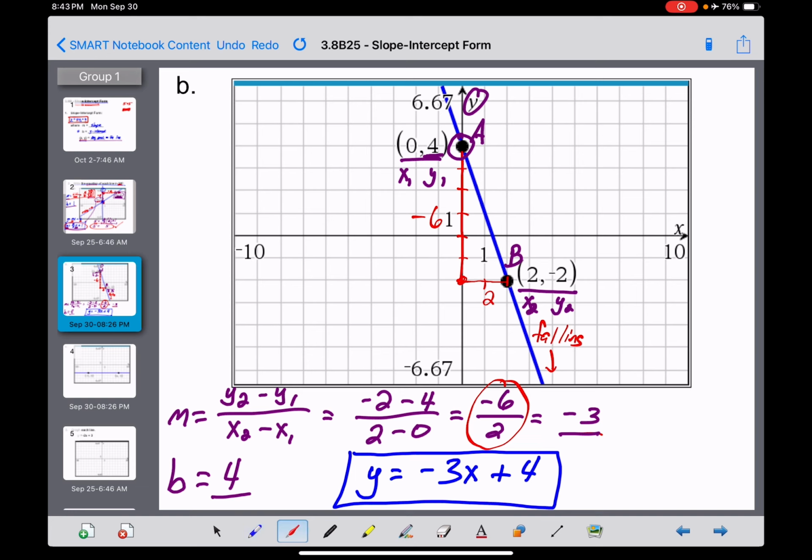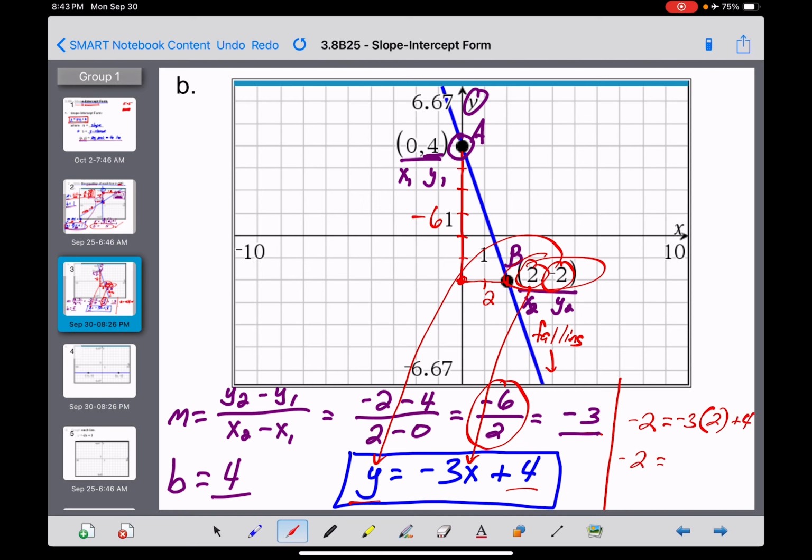And again, if I wanted to double check that, I would choose this point right here, and I would plug this 2 right in here for x, and this -2 right in here for y, and let's see if we get a true statement. The y coordinate we're dealing with is -2, equals -3 times an x value of +2, and I think this thing ends with a +4, so let's try it. -2 equals -3 times 2 is -6, and -6 plus 4 is -2. Check. That one works out as well, so here's our answer for B.